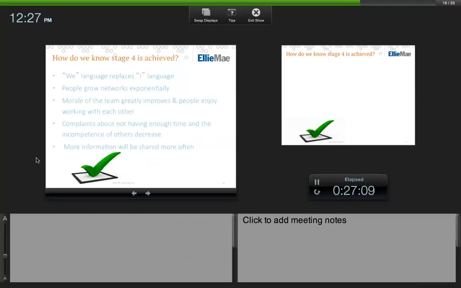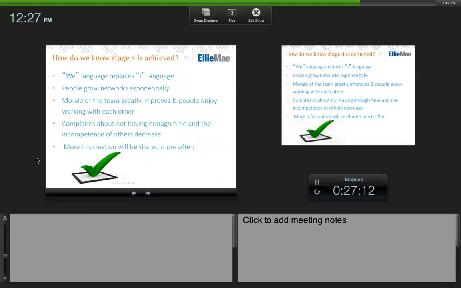So how do you know, though, stage 4 is achieved? I think the Encompass Web team or TPO team is one example, but how do you know? What are the metrics? The change in language, like I talked about, is critical to build high-performing teams. "I" gets replaced by "we." As us, as a team, that is critically important.